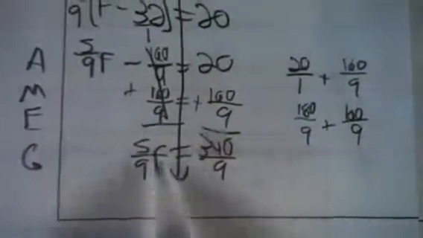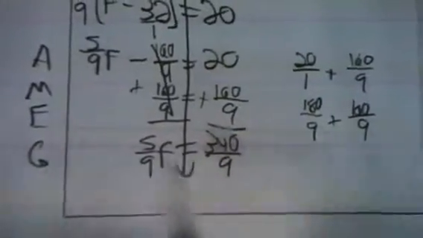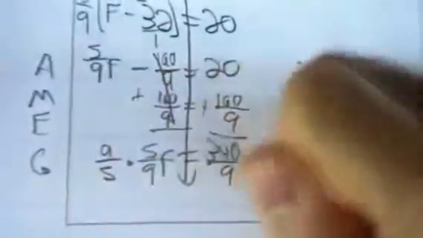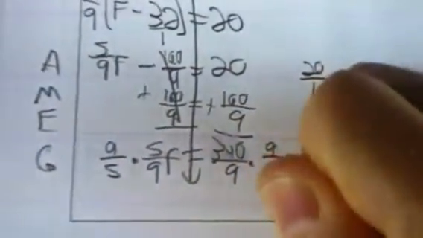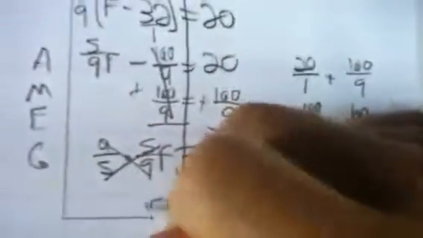Now, almost done. I've got a variable written right next to a fraction. That means multiplication. To get rid of multiplication, I use division, so I could divide by that fraction. Dividing by a fraction is the same thing as multiplying by the reciprocal. So I'm going to multiply both sides by 9/5. The reciprocal of 5/9 is 9/5. Those would cross. That gives me F equals.